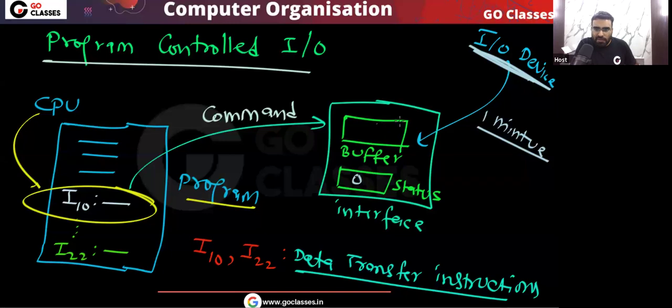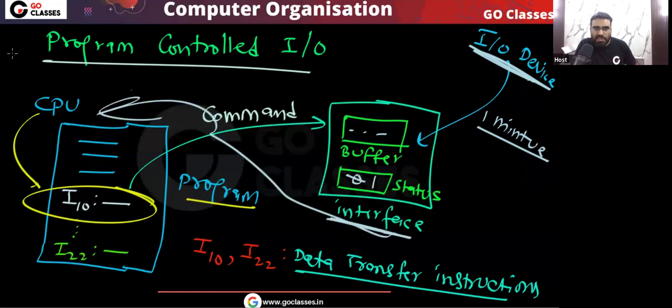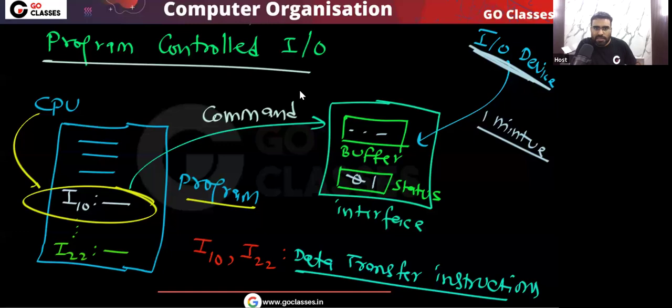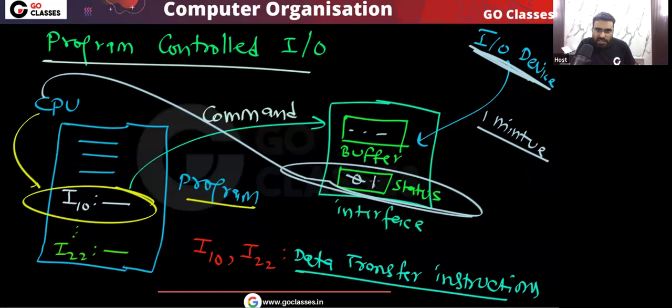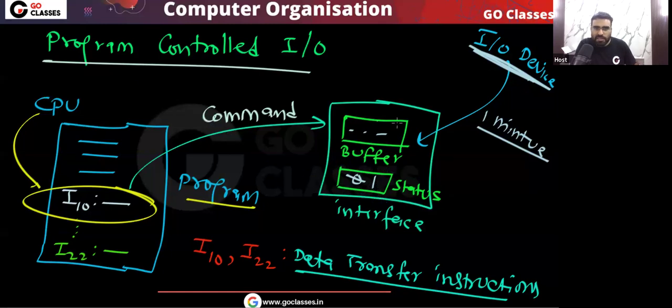Then when the data is ready, after 1 minute, the interface will make this bit 1. Now remember, the interface will not inform the CPU. Please understand, the interface is not going to inform the CPU. The CPU is continuously checking the status bit, so it will see that this bit is 1. What does it mean? It means the data is ready.